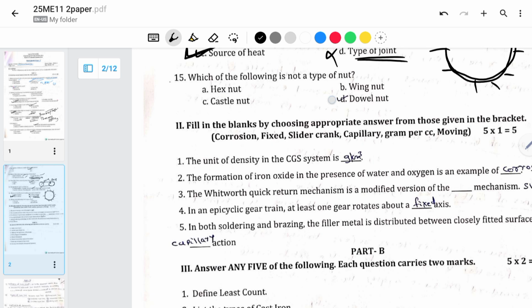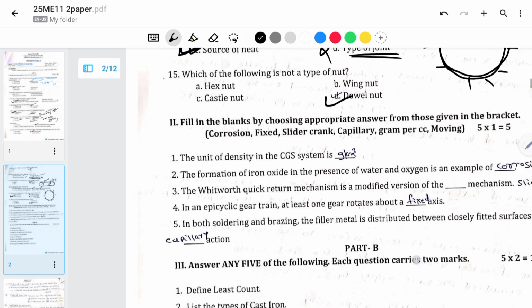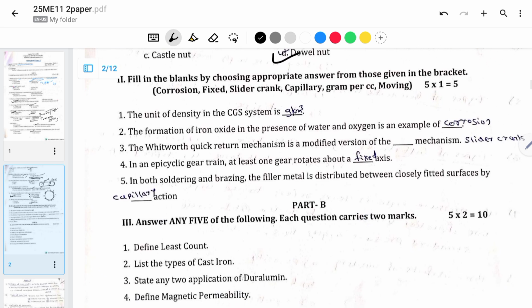Which of the following is not a type of nut? Dowel nut is not a type of nut. The rest are all types of nut. So here, fill in the blanks by choosing the appropriate answers from those given in the bracket. You have to choose the correct answer.